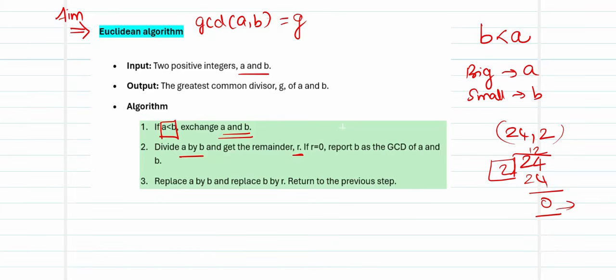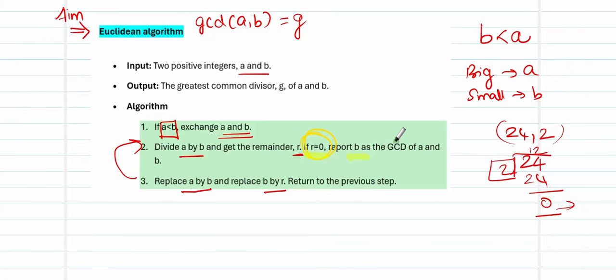How to repeat the algorithm? Replace the value of A by B and replace the value of B by R, and move back to step 2. Repeat the process of dividing one by the other again. When do we stop the algorithm? That is a point to be noted. We stop the algorithm when the remainder happens to be equal to 0, and whatever is in the position of B is reported as the GCD.